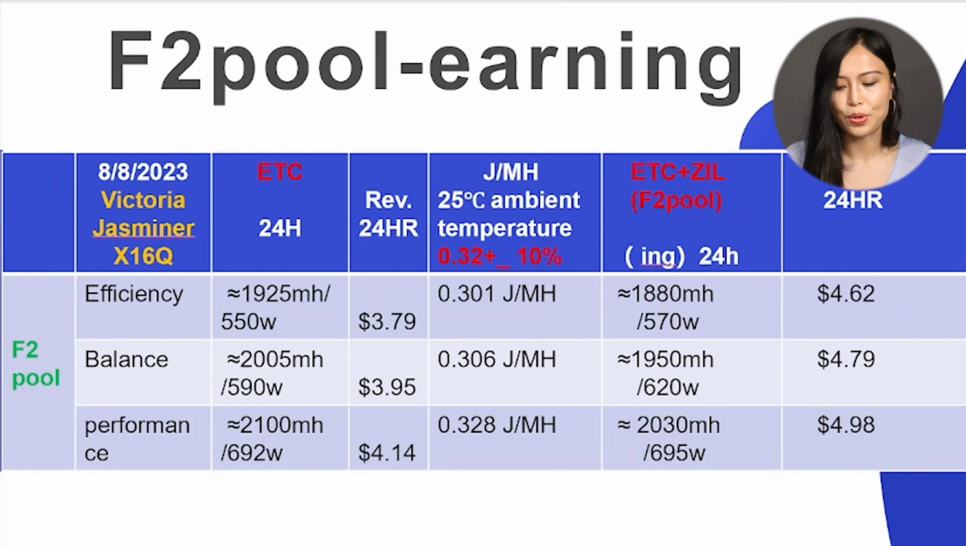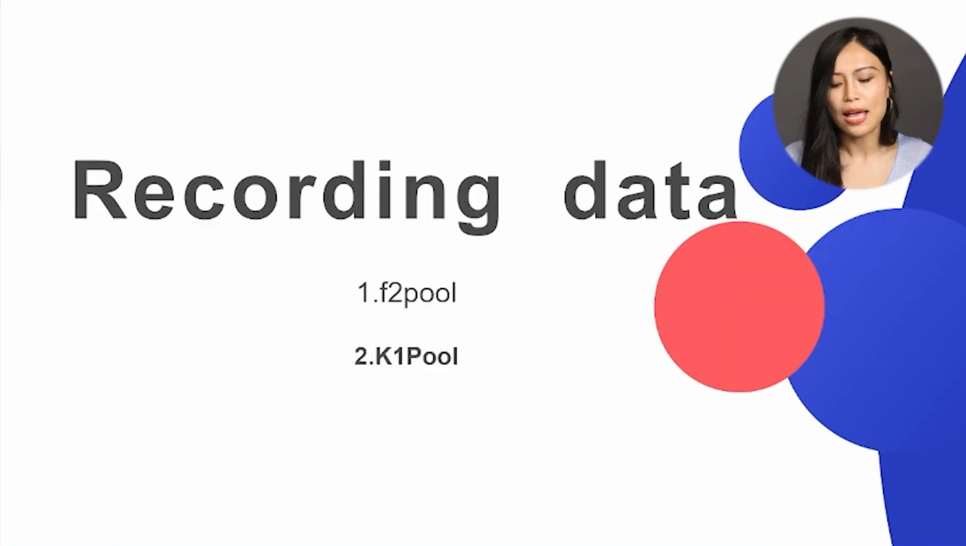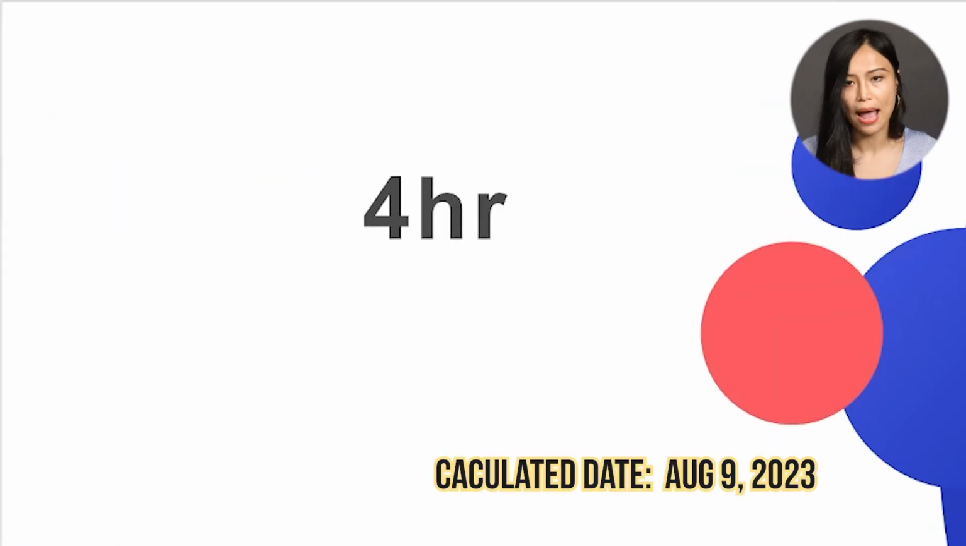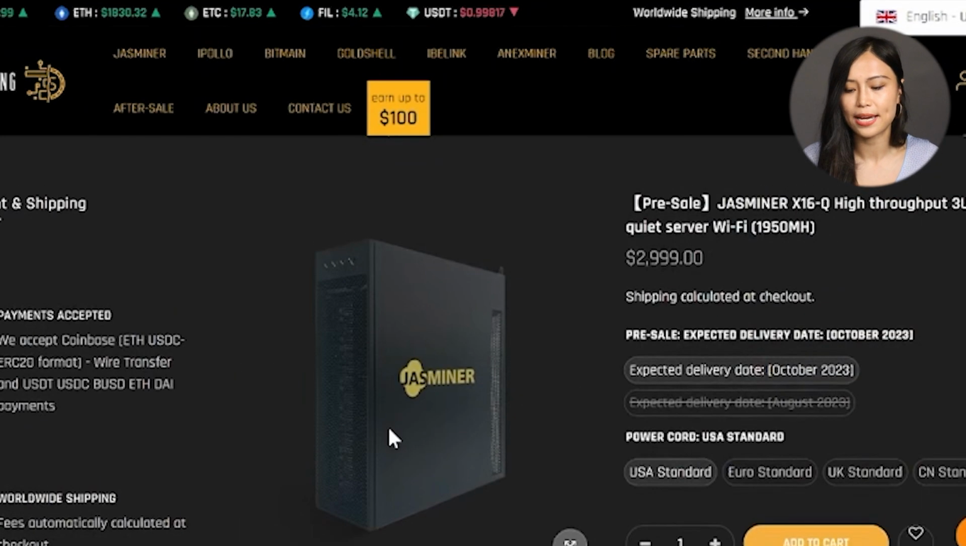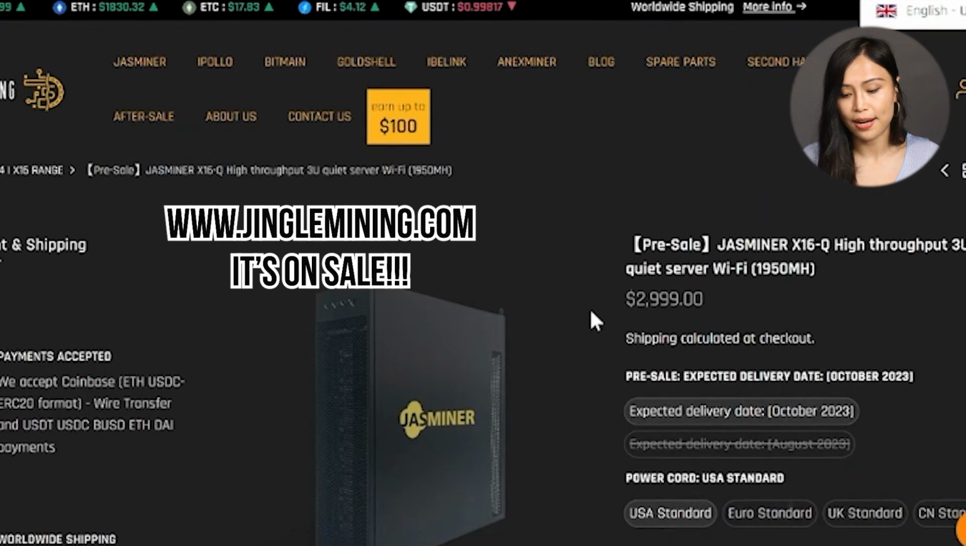Now let's go to the recording data of the K1 Pool. The first one is the 4-hour performance. So this is the K1 Pool X16. What are their mining performances, and how will it affect your mining profitability? Okay, so this is our website, right? This is pretty much about the Jasminer X16-Q.